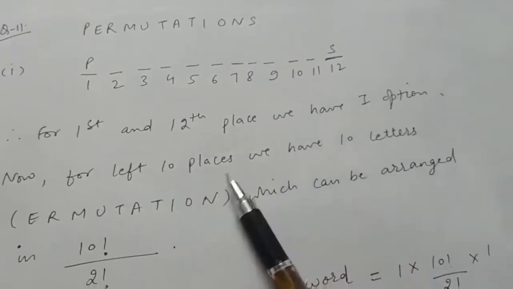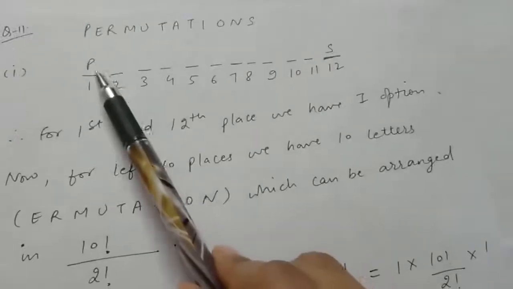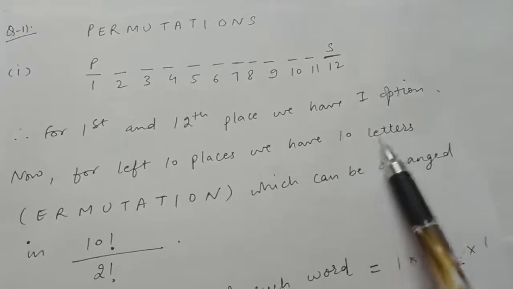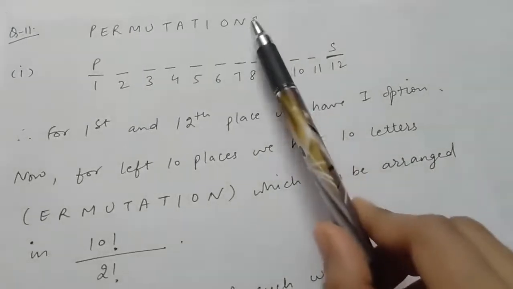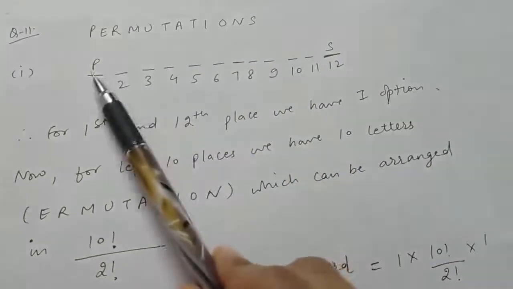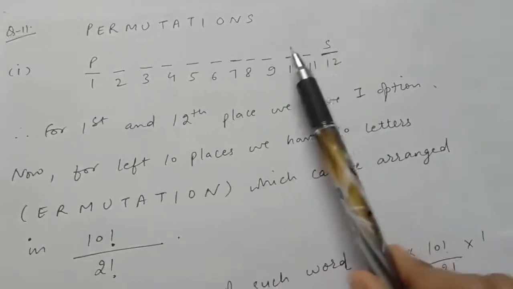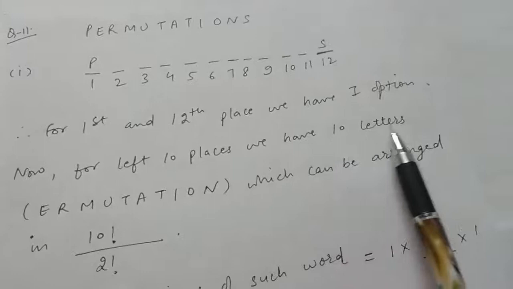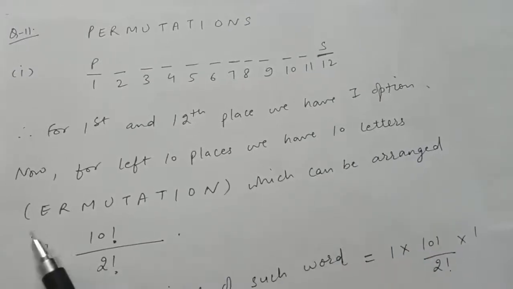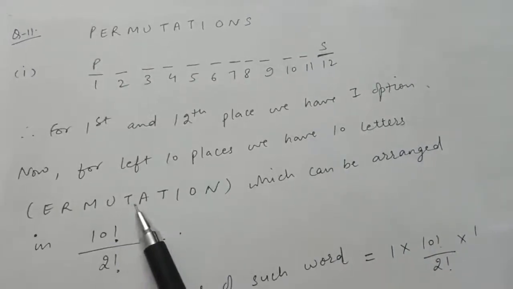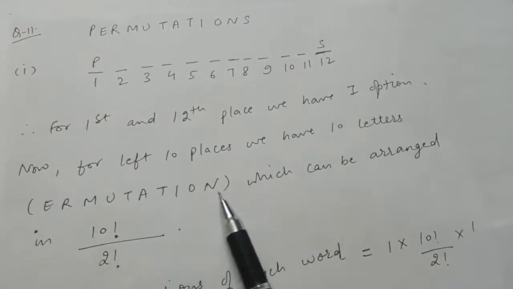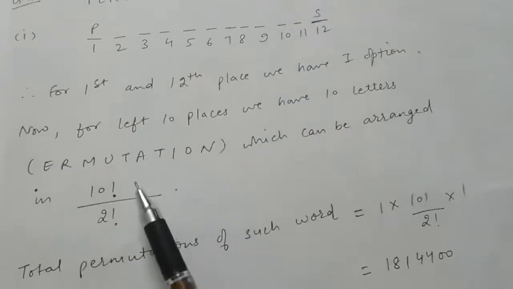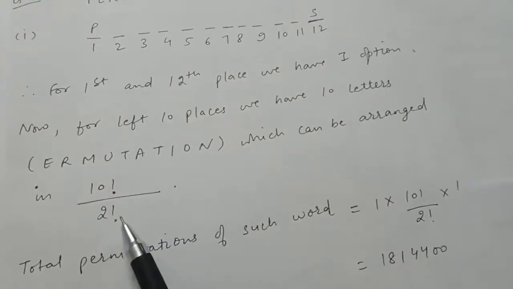Now there are 10 places left in the middle. For these 10 places, because these 2 letters have already been used, we are left with 10 letters, because permutations contains 12 letters. Now we are left with the 10 places and with 10 letters, which are ERMUTATION, which can be arranged in 10 factorial upon 2 factorial.